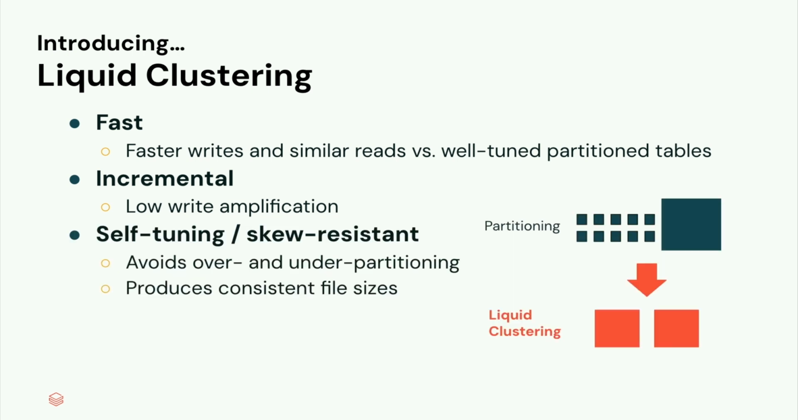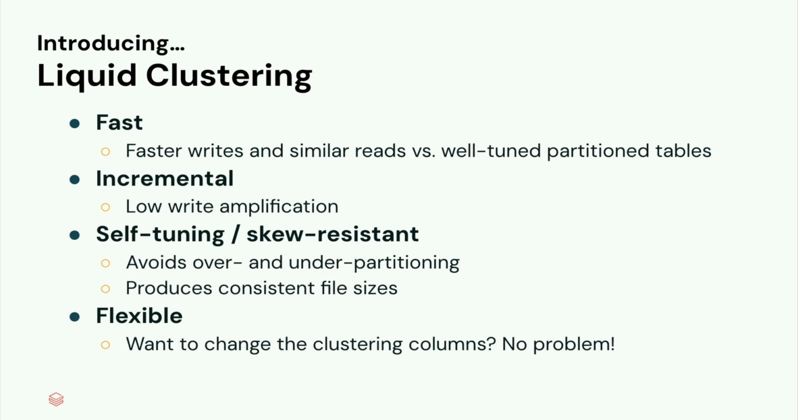It is also self-tuning and skew resistant. So what does that mean? With skew, you could get slower queries from a partition that just happens to have a lot of data. In contrast, with liquid clustering, you don't have to worry about the cardinality of a column when choosing a clustering column. This was not the case when picking for partitioning. And last but not least, it's super flexible. You can change the clustering columns at any time based on your needs without having to rewrite the entire table.